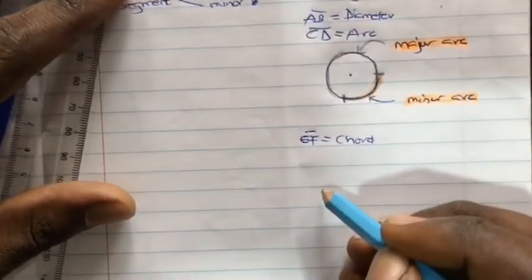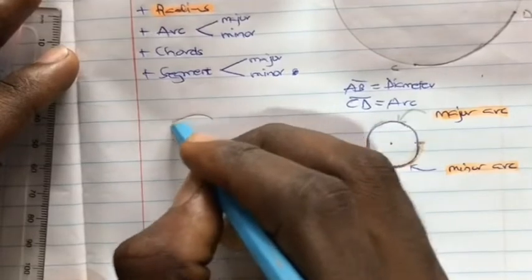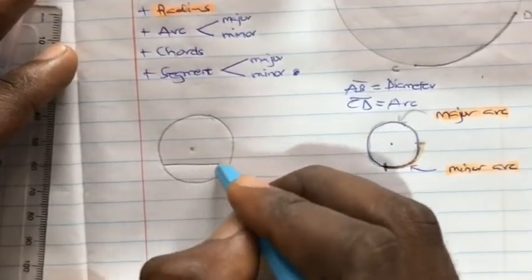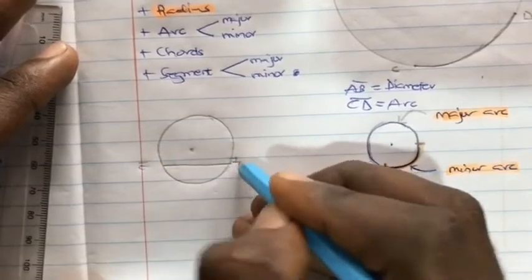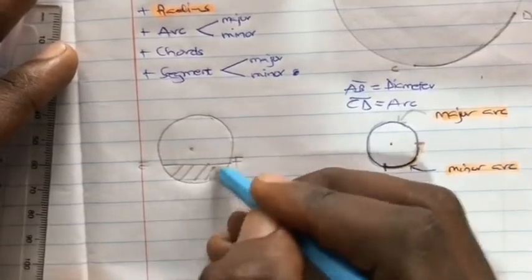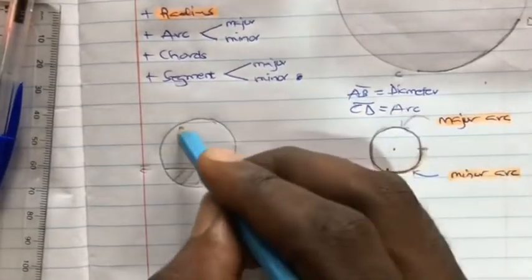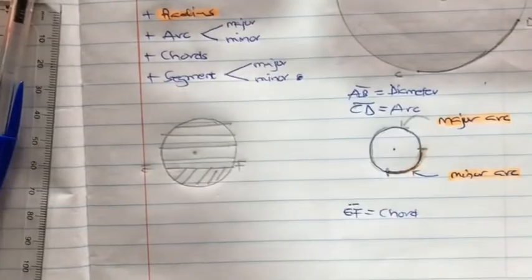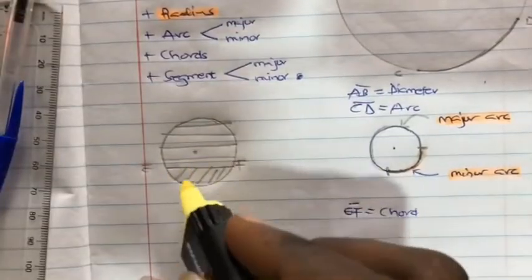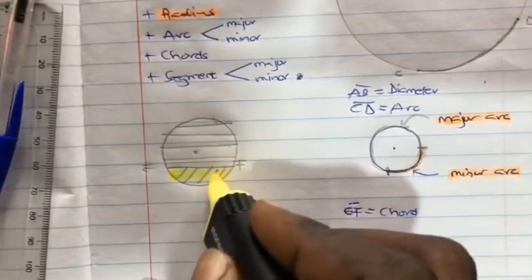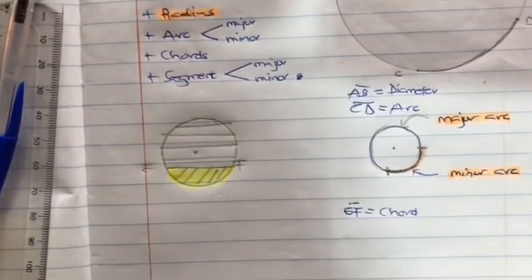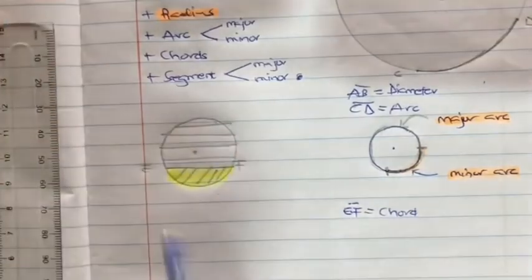So let me draw that. Let me make it smaller so that you can actually appreciate what I'm talking about. So you have a circle. This is our center O, and this is a chord EF. So we are saying that this portion of the circle, the portion highlighted in yellow, is the minor segment.